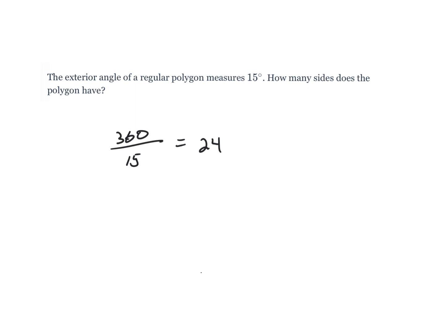And then this last question here says the exterior angle of a regular polygon measures 15 degrees. How many sides does the polygon have? Well, again, the sum of the exterior angles of a regular polygon always equals 360, so we can just do 360 divided by the 15 degrees for each angle, and this equals 24. So this would have 24 sides.